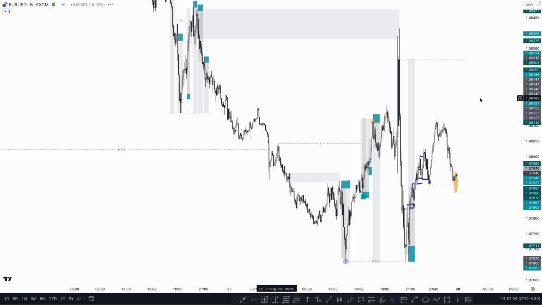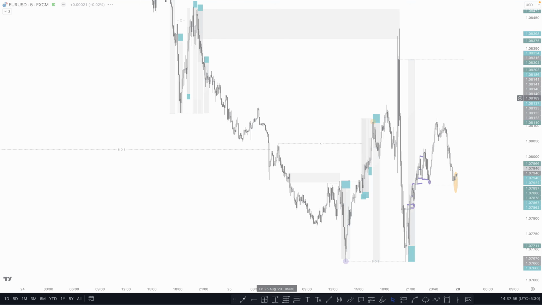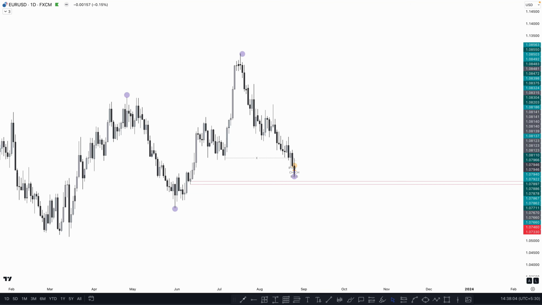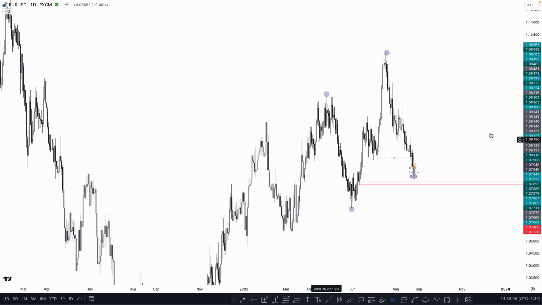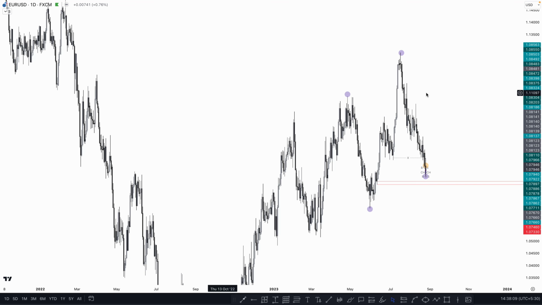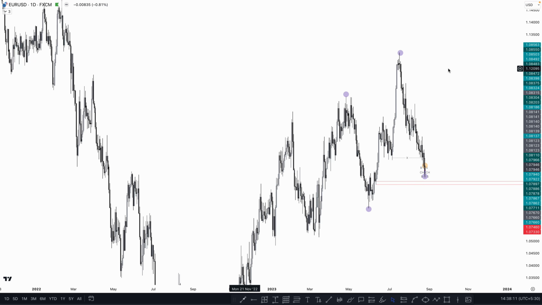So first of all, we are going to start from daily time frame. In a daily time frame perspective, what is happening here? Market momentum is completely bullish, right? And let me check a higher time frame first, monthly time frame.